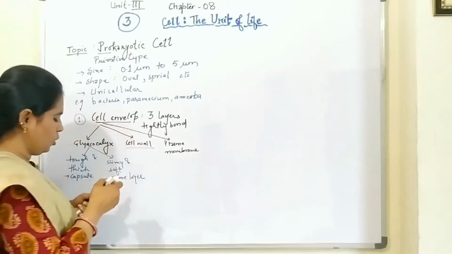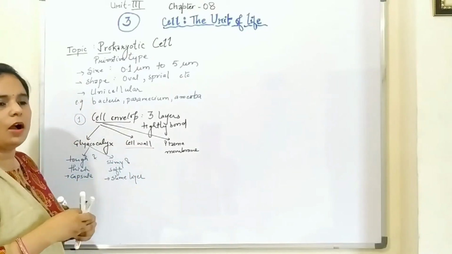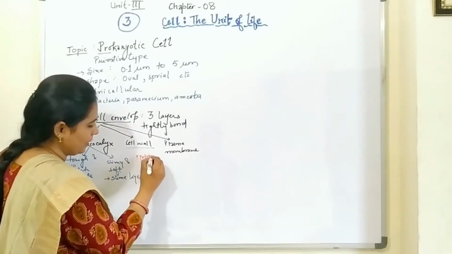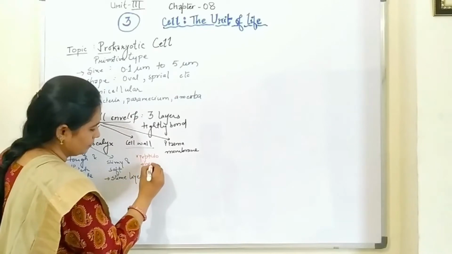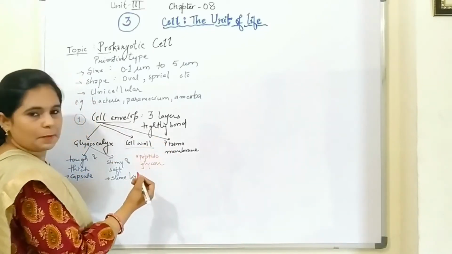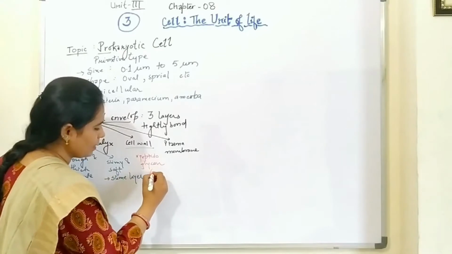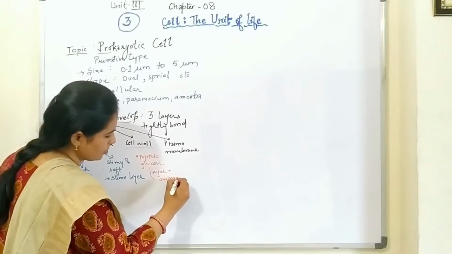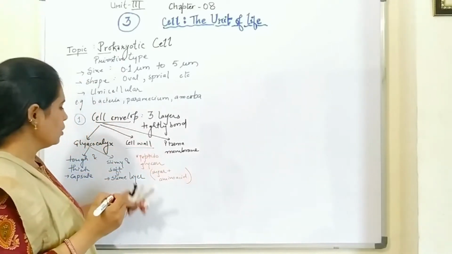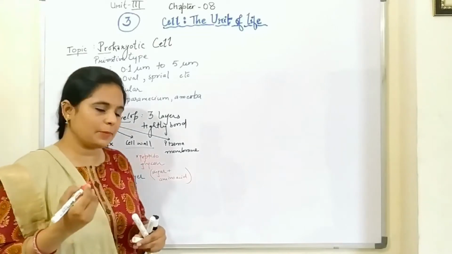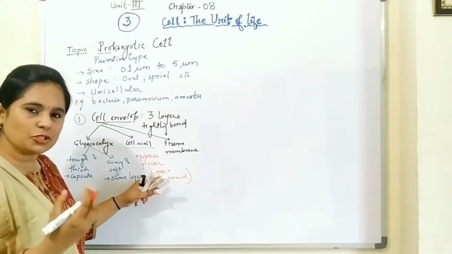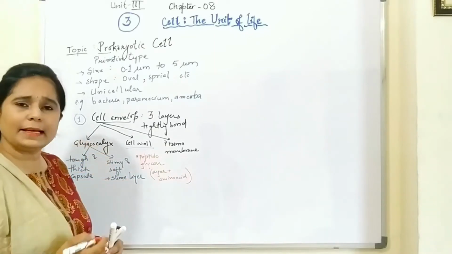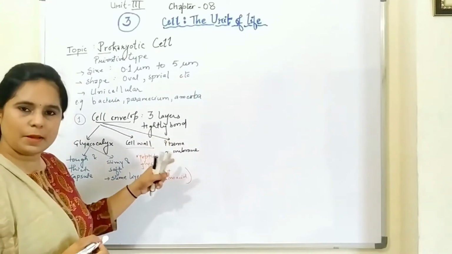Then the cell wall. So in case of bacteria or in case of the prokaryotic cell, the cell wall is made up of peptidoglycan. And what is this peptidoglycan? Peptidoglycan is the mixture of sugar and amino acid. You have to remember this. Fine. So in the cell wall you will find peptidoglycan, which is the mixture of sugar, that is polysaccharide, and the amino acid. And the innermost layer is the plasma membrane.